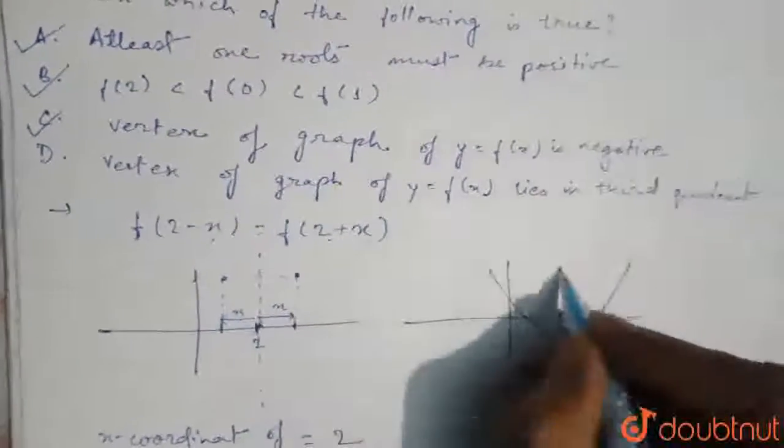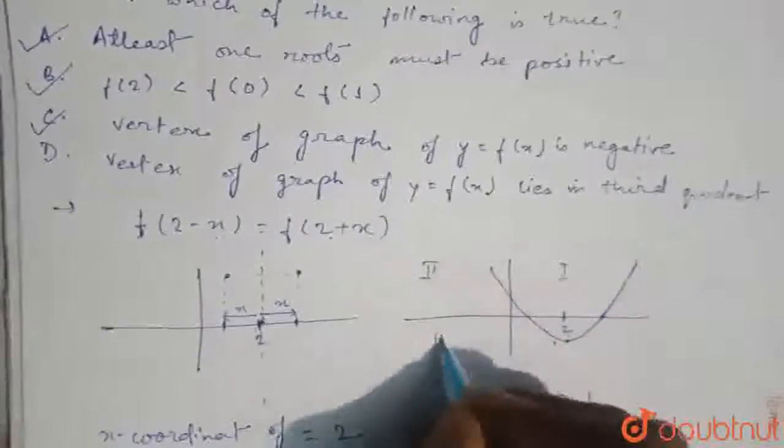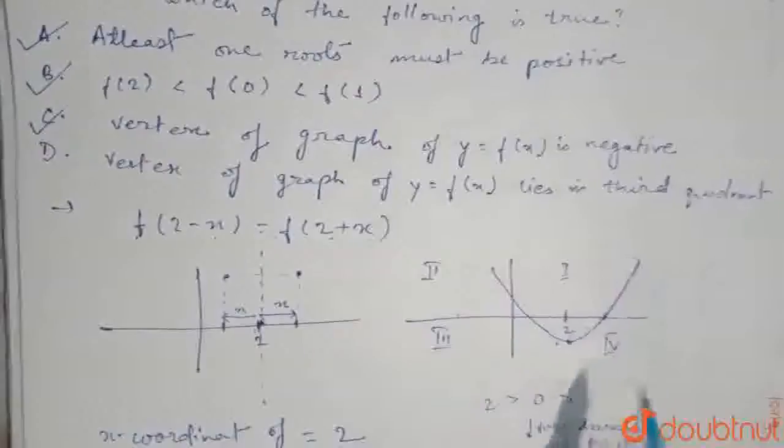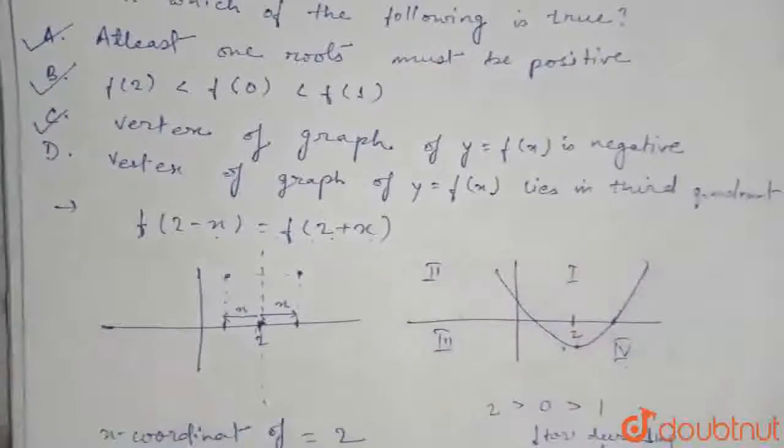And the fourth and final option: the vertex of the graph y = f(x) lies in the third quadrant. You can see this is the first quadrant, this is the second quadrant, this is the third quadrant, and this is the fourth quadrant. So you can easily see that the vertex will lie in the fourth quadrant and not in the third quadrant. So D will not be the answer. The final answer will be A, B, and C.